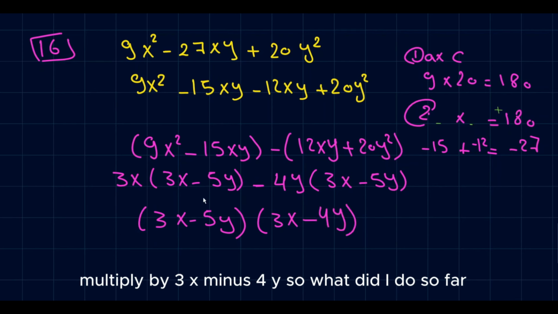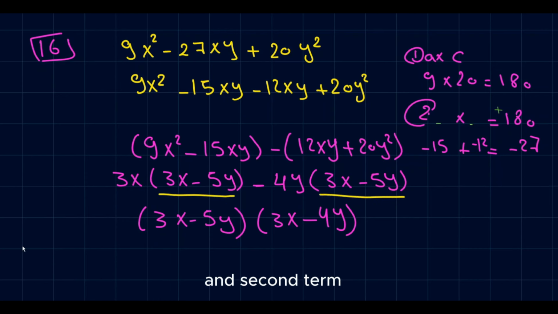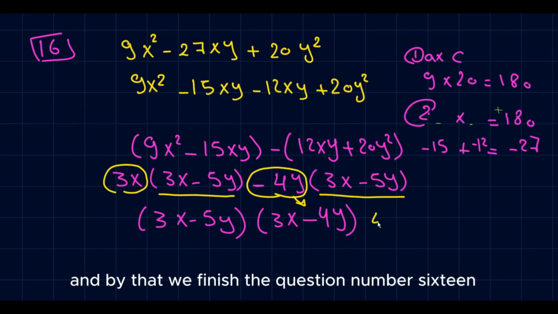So what did I do so far? I take this as a common factor from the first term and the second term, and I put 3x minus 4y in our second group. And by that, we finish question number 16.